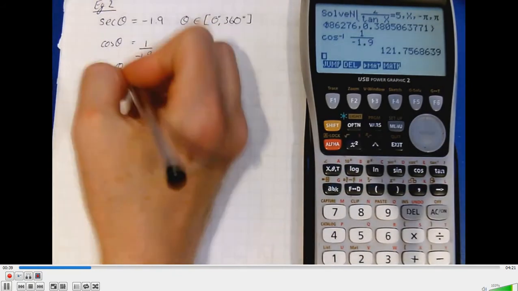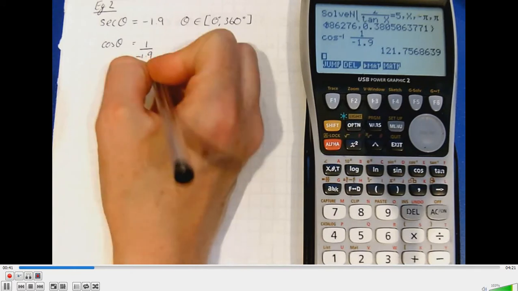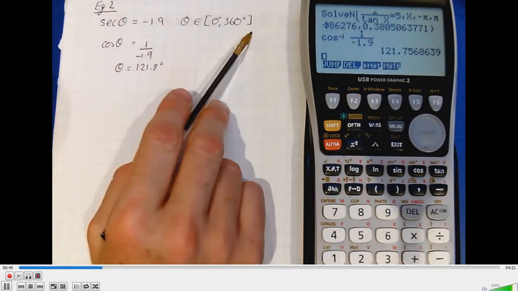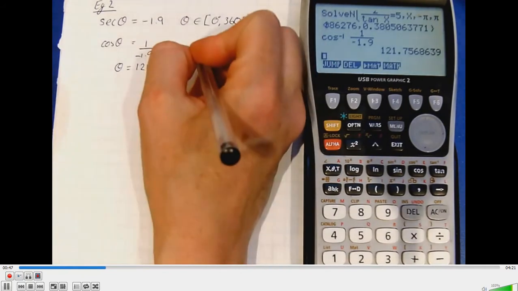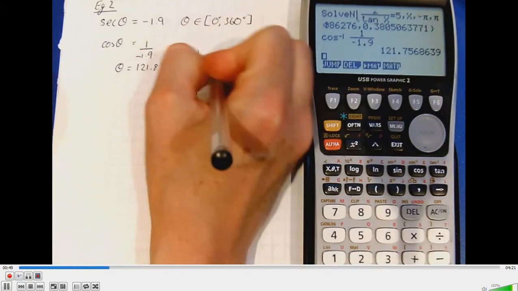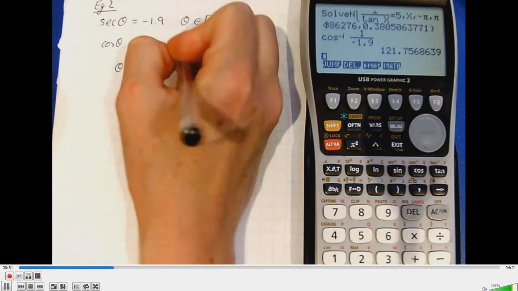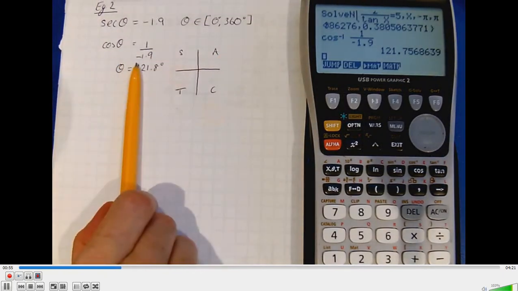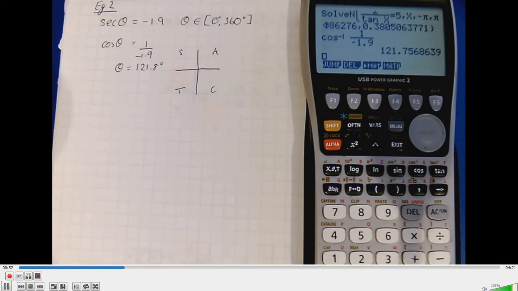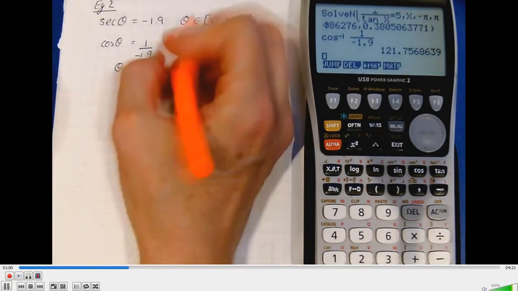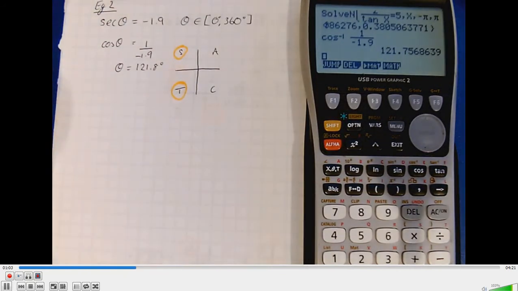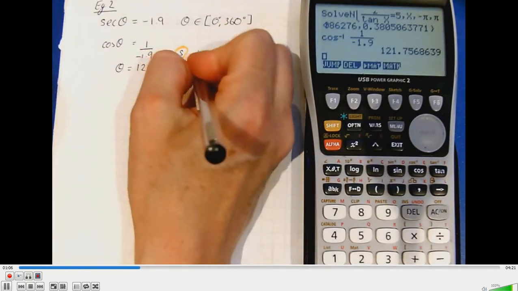Okay, that gives me 121.8 degrees. I then look at my range of values and I draw my CAST diagram. Okay, this time cos is negative, so we're looking at where cos is negative. It's positive here and here, so it must be negative in these two quadrants.